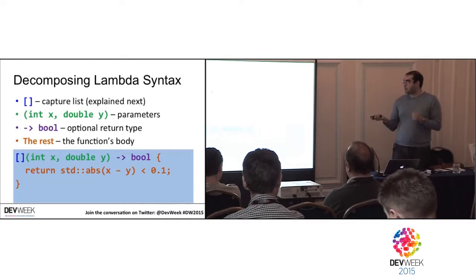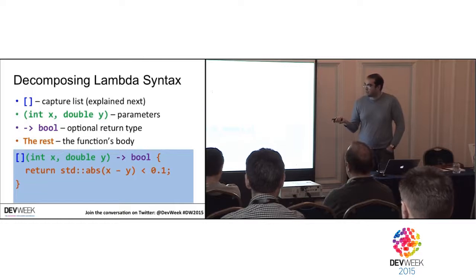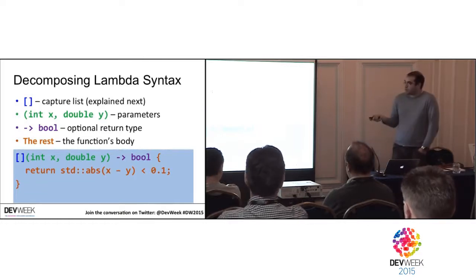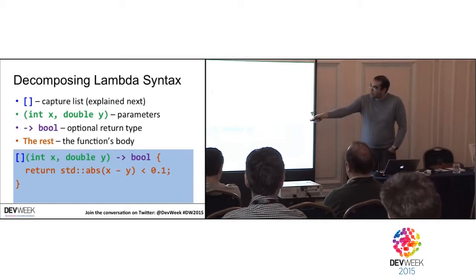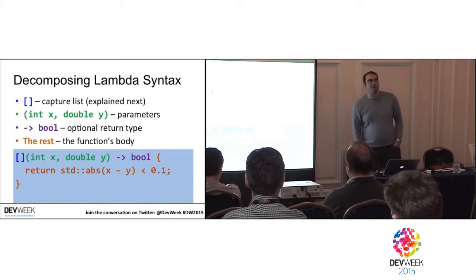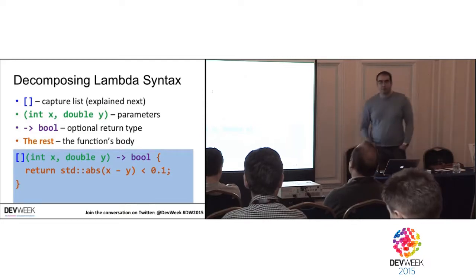For lambdas, it has to be here because from the compiler's perspective, the lambda only starts after these brackets over here. And they chose to put the type towards the end of the signature instead of having it optionally between the brackets and the parens over there. So arrow return type is optional.